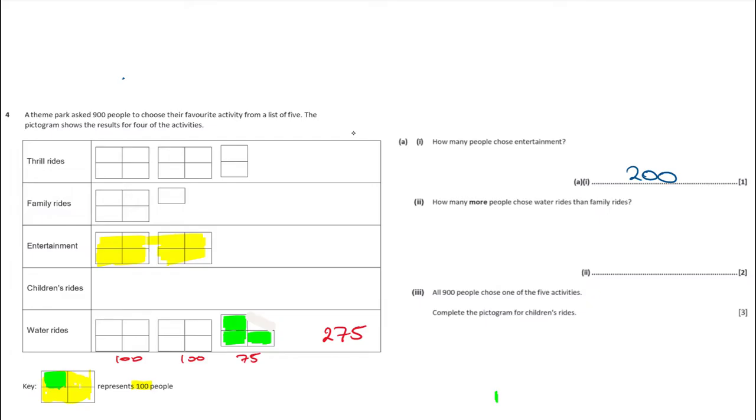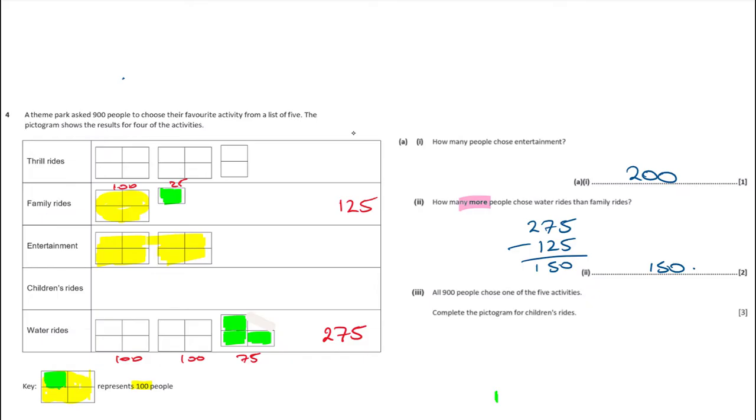Water rides is 275. Family rides, again, I've got 1 whole one, which is worth 100, and one of these quarter parts, which is worth 25. So that's 125 altogether. So how many more people? More means the difference between the 2, doesn't it? So to find out how much more it is, I'm going to have to subtract one from the other. So 275 take away 125. That's got a difference of 150, isn't it? So 150 more people chose water rides than family rides.